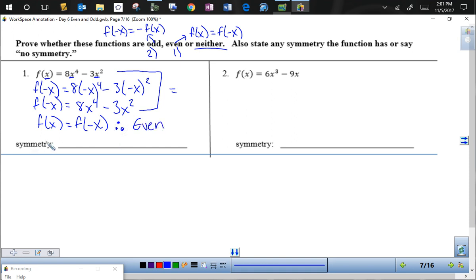Now, we know the symmetry for even functions. They have reflection symmetry over the y-axis.